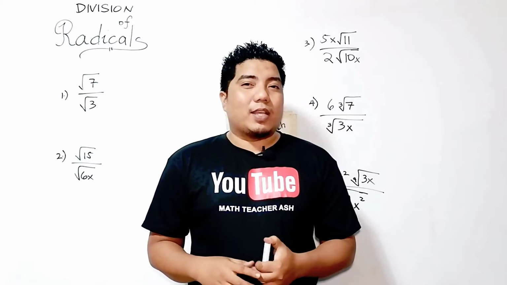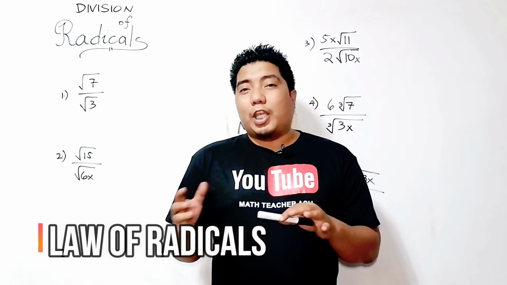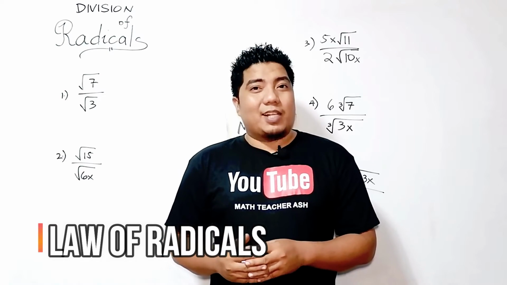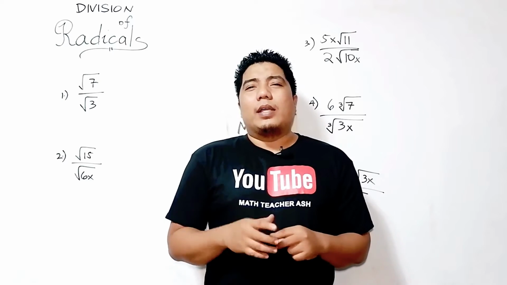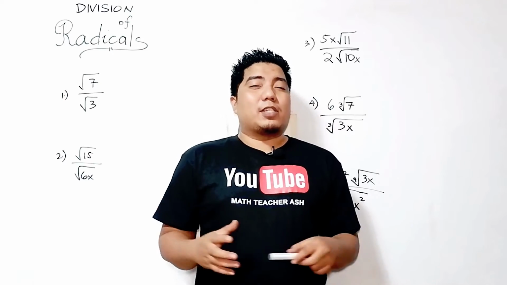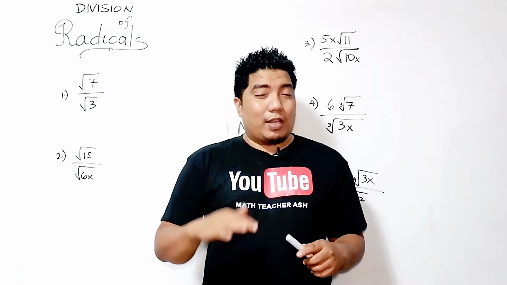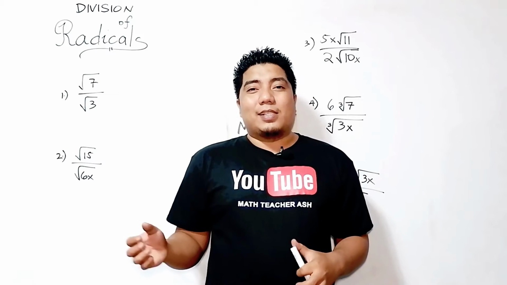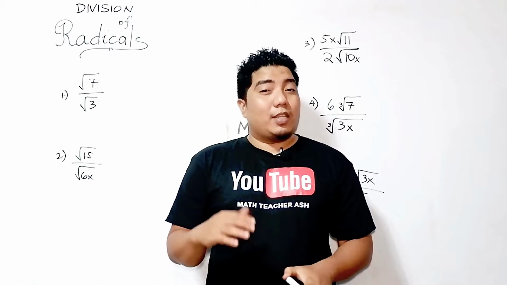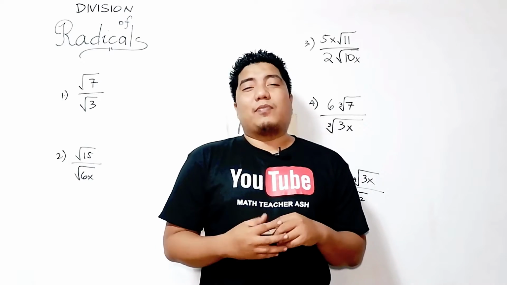Basically, when you divide radical expressions, you just apply what you have learned in the laws of radicals in terms of dividing radicals, and that is by applying rule number 3. Now, remember always that your final answer should not have a radical symbol in the denominator. If in any case your final answer has a radical expression in the denominator, then you will apply the rationalization, which is the fifth rule.